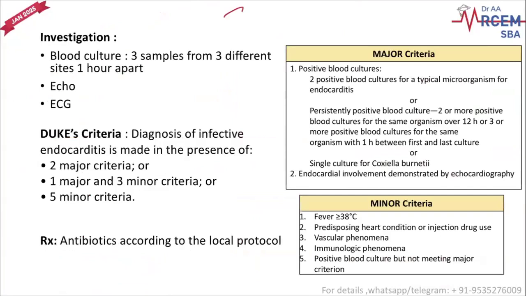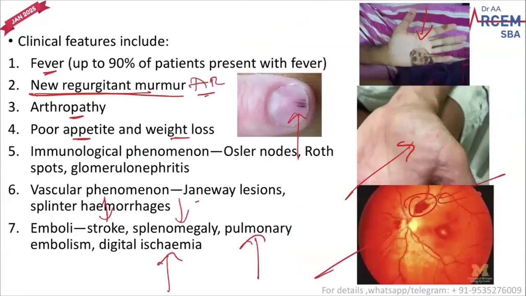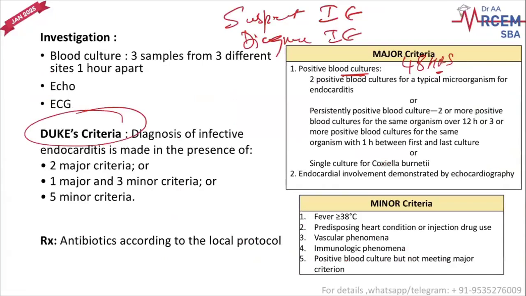You can always suspect infective endocarditis in the emergency department, but you cannot diagnose it there, because the diagnosis mainly depends on the Duke's criteria. Duke's criteria include blood cultures. Blood cultures need a minimum of 48 hours to be positive and give a result. So what we do in the emergency department is, depending on the signs and symptoms the patient has presented with, we suspect infective endocarditis and send 3 samples of blood culture 1 hour apart and start them on antibiotics. That is very important.